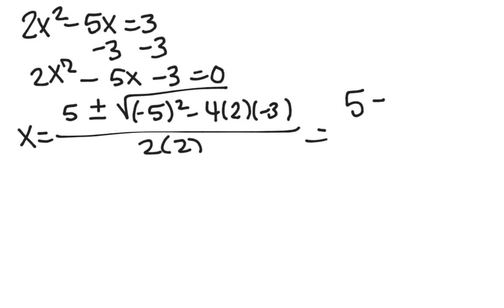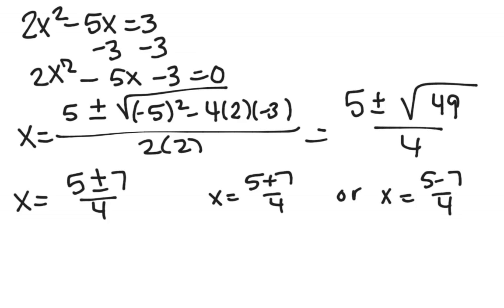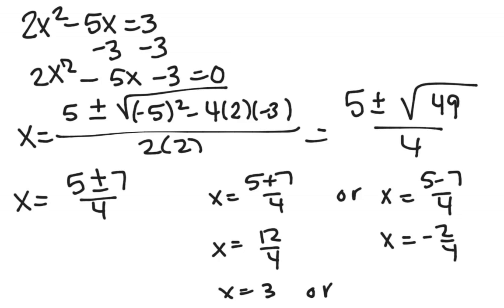Let's see, that gives me 5 plus or minus square root of, let's see here, 49 divided by 4. That simplifies. We get 5 plus or minus 7 divided by 4. So we have 5 plus 7 divided by 4, or 5 minus 7 divided by 4. That gives me 12 over 4, which is 3. Or I get negative 2 over 4, which reduces to negative 1/2. And that concludes this screencast on how to solve using quadratic formula.